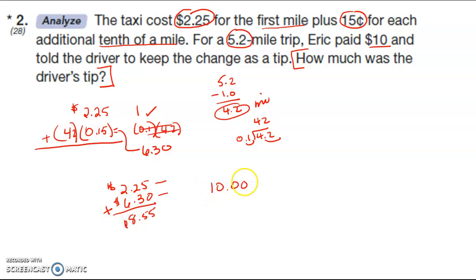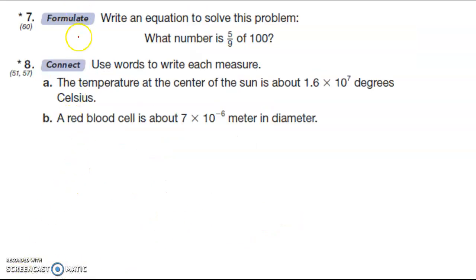He gave him a $10 bill and said keep the change as the tip. And the tip is actually what we are looking for. So if we take $10 and subtract $8.55, we get that he gave him $1.45 as a tip. It's a lot of steps. Let me know if you have questions on that one.